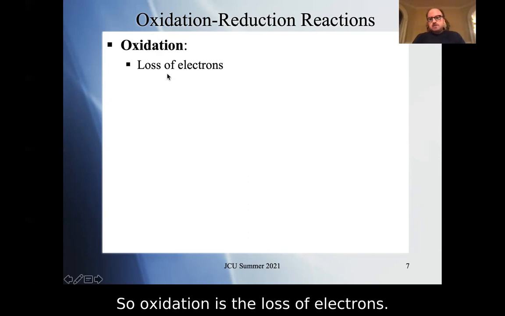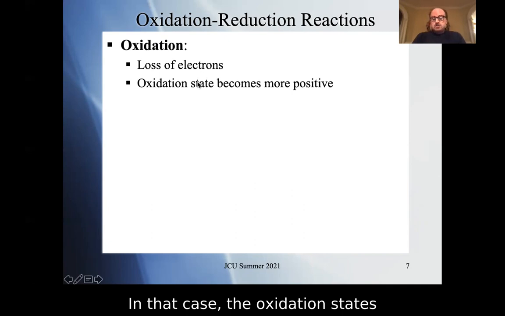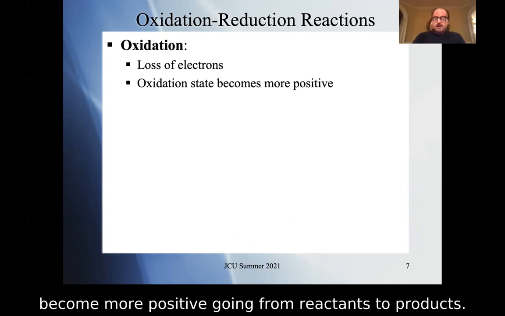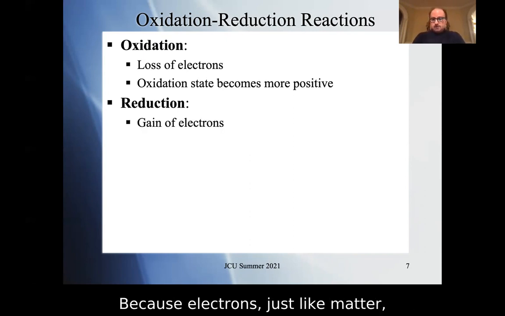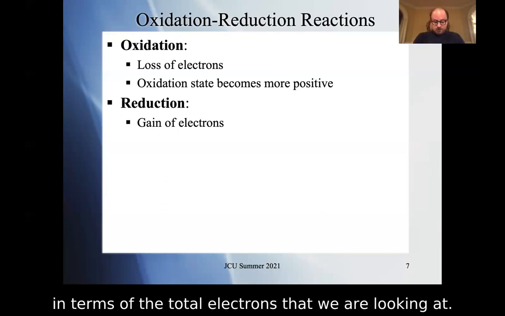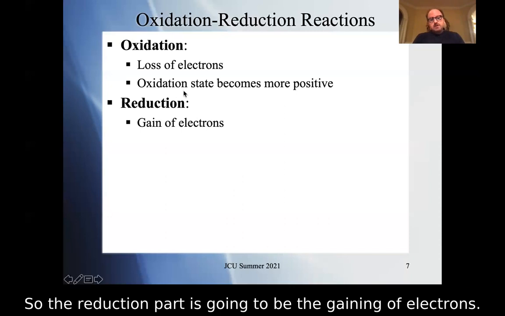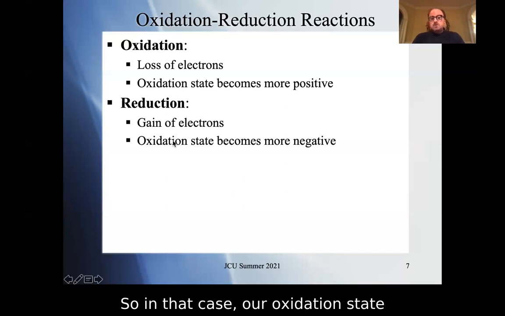So oxidation is the loss of electrons. In that case, the oxidation states become more positive, going from reactants to products. Now, if something's losing electrons, that means something is gaining electrons, because electrons, just like matter, are not lost or gained in any way. They're always going to be conserved in terms of the total electrons that we are looking at. So the reduction part is going to be the gaining of electrons. In that case, our oxidation state would get more negative, because it's gaining those negative charges.